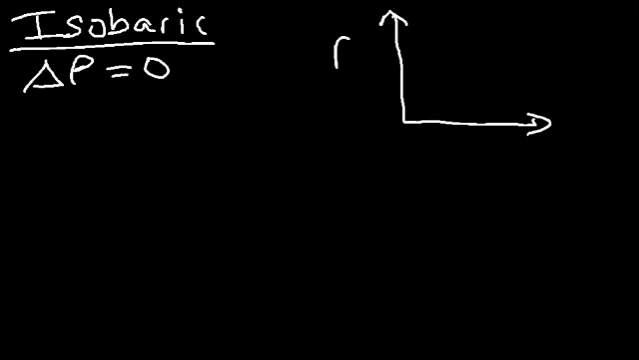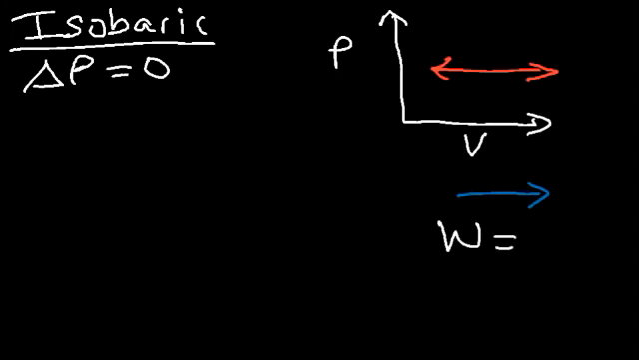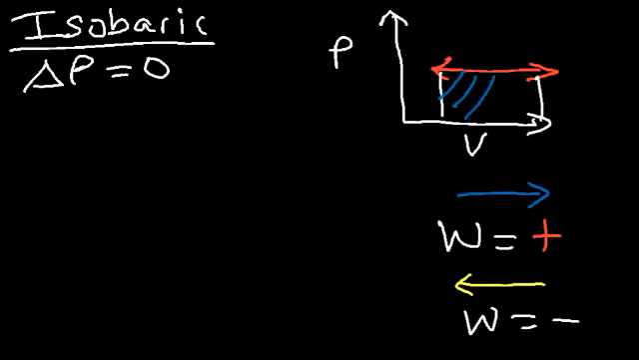Now let's move on to the next one. Now, let's talk about the isobaric process. This is when the pressure is constant, so delta P is equal to 0. And the PV diagram looks like this. You can travel to the right or to the left. Now keep in mind, whenever you travel towards the right, the work performed by the gas is positive. And if you travel towards the left, the work performed by the gas is negative. And remember, the work performed is equal to the area of the shaded region.